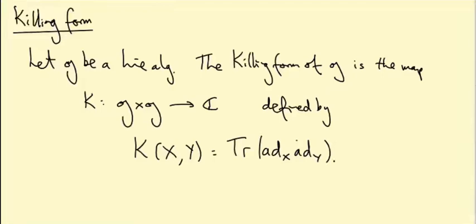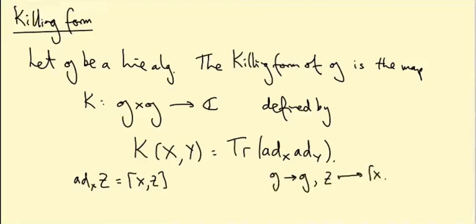So what does this mean? Ad x, remember, is the thing that sends z in the Lie algebra to x bracket z. So ad x is a map from the Lie algebra to itself. Ad y is a map from the Lie algebra to itself. Ad x ad y is the map from little g to little g that sends z to x bracket y bracket z. Okay, that's a linear map from the Lie algebra to itself.